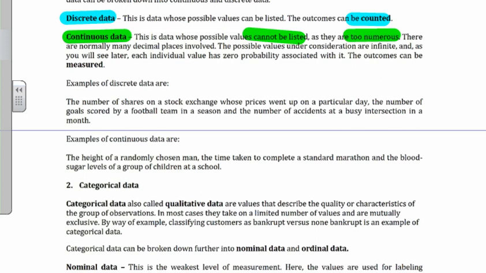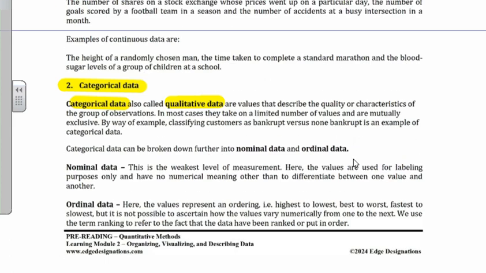We continue onwards to the second major type of data, which is called categorical data. Categorical data is also known as qualitative data. In other words, it describes the quality or the characteristics of a group of observations. We break our categorical data down into two: nominal and ordinal. When I look here at nominal data, what do we notice about nominal data? Nominal data is exactly that. It's just nominal. It's got a number. Let's say, for example, I'm dealing with my class and I've got males and females, and I decide I'm going to call the females 1.